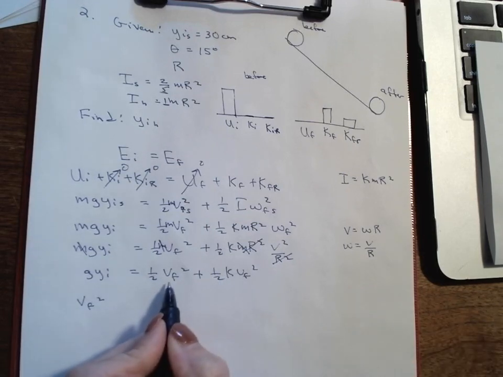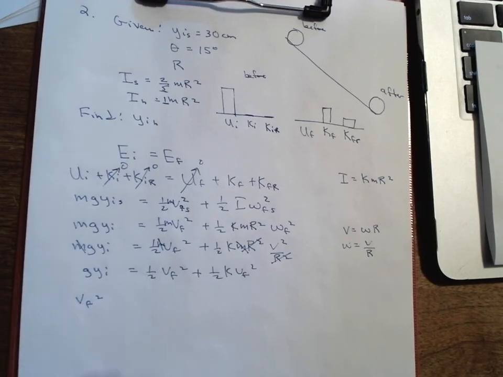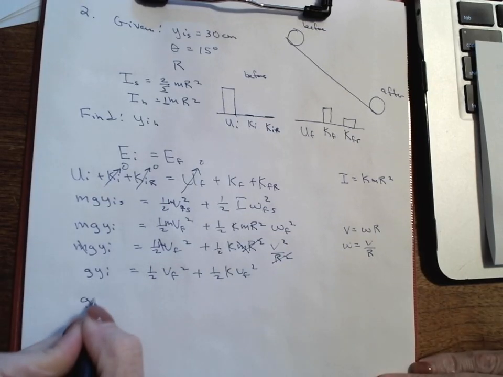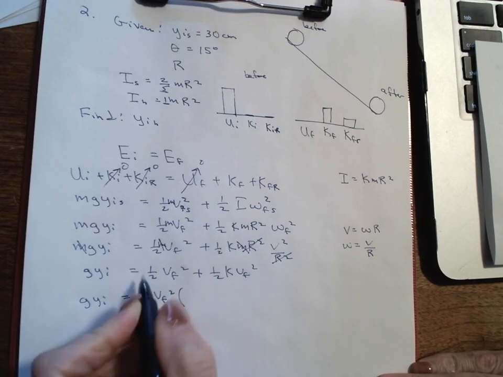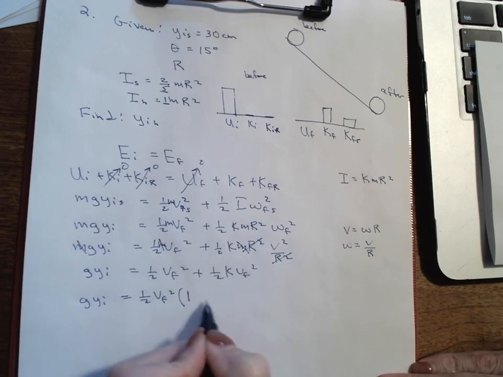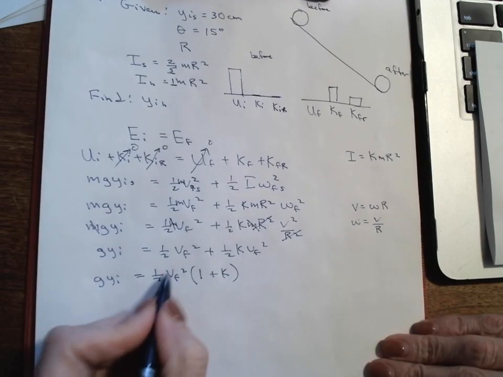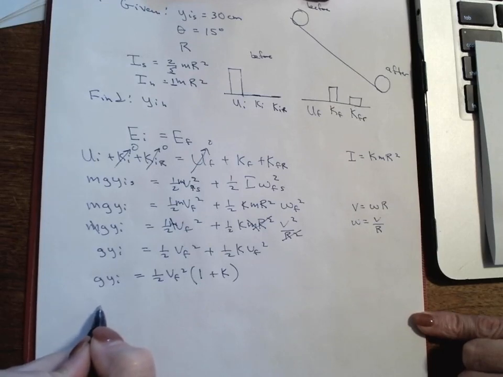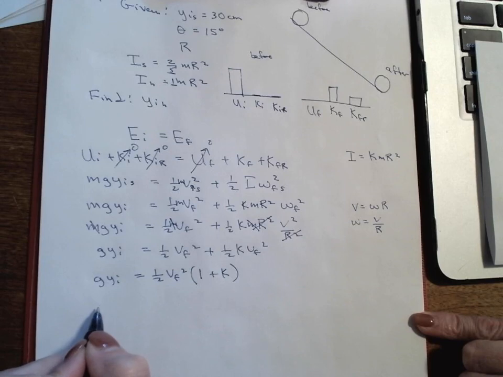There's 1/2 here, so I can pull out the 1/2. Before we switch sides, g y initial is equal to 1/2 v final squared, and I'm left here just with a 1 when I factor that out, plus k. So I'm searching for my v final. I want to know what my v final is for the sphere. So I'm going to multiply both sides by 2 and divide both sides by 1 plus k.